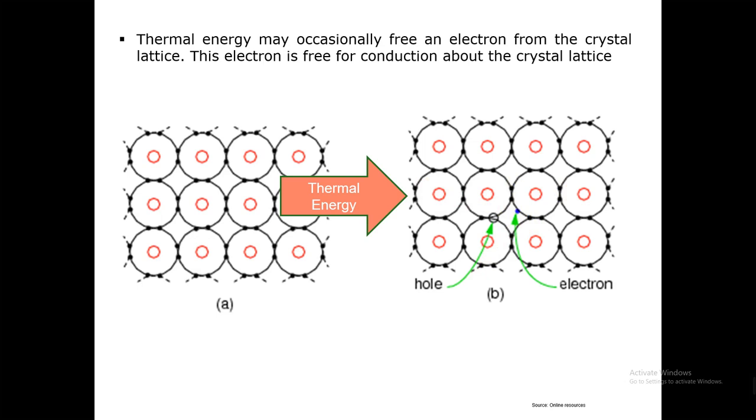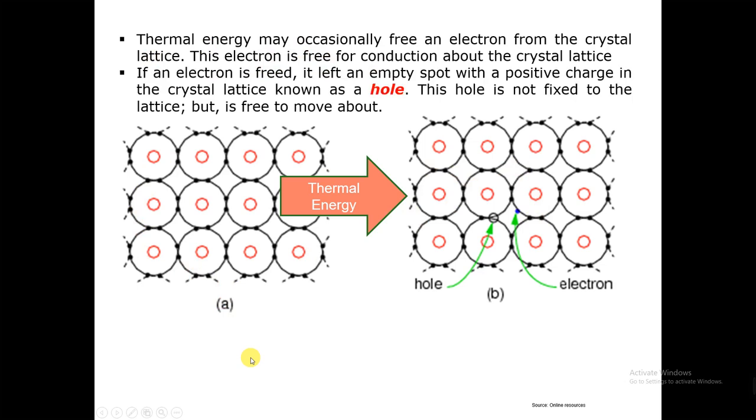So if you apply thermal heat to the silicon, it may free one electron. If you apply more thermal energy, it may create more free electrons. The more energy, the more free electrons. It means this insulator can become a conductor, because now it has a number of free electrons. So please remember, one of the basic semiconductor material properties is, if we heat up beyond some limit, it will become a conductor, as we have seen here.